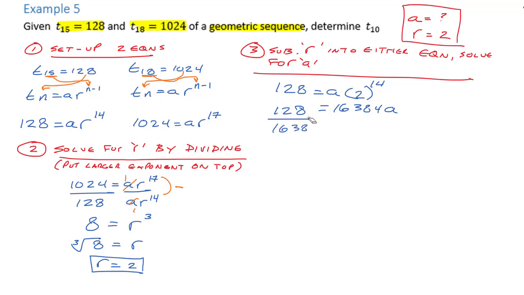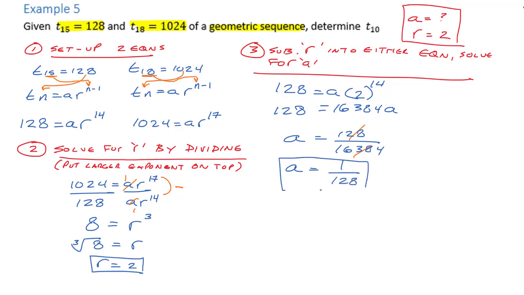16,384. You know what? I'm just going to skip to the next step and isolate A, because we're going to divide both sides by 16,384 there. So A equals 128 over 16,384. Now, reduce it. Guess what? They're both divisible by 128. So divide them both by 128, and you will get 1 over 128. So your first number in the sequence is 1/128.